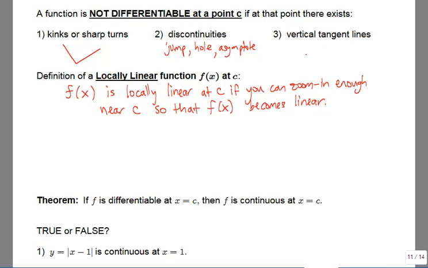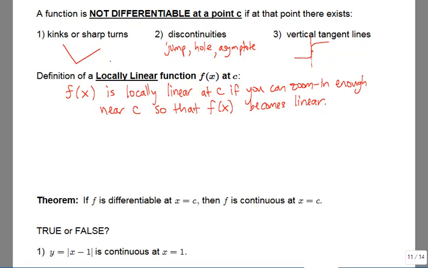And finally, if you have a vertical tangent line, that would be the case where your graph is getting very, very steep at some point, and there wants to be a vertical tangent line there. Okay? All right. So what is it that's causing these three things to not allow us to have a derivative?